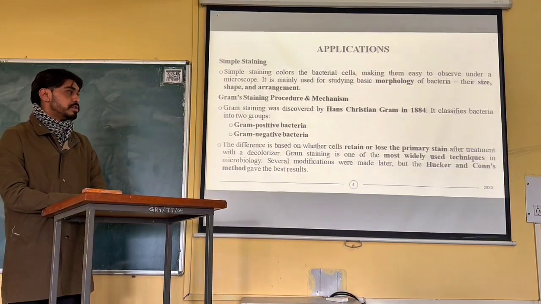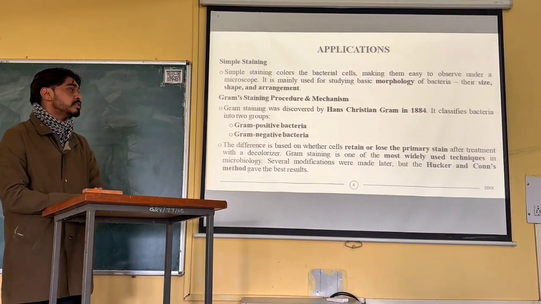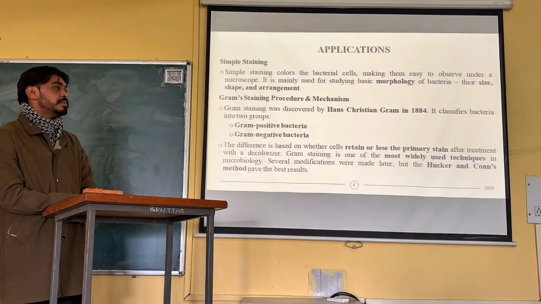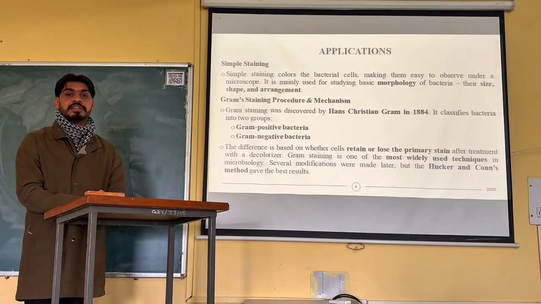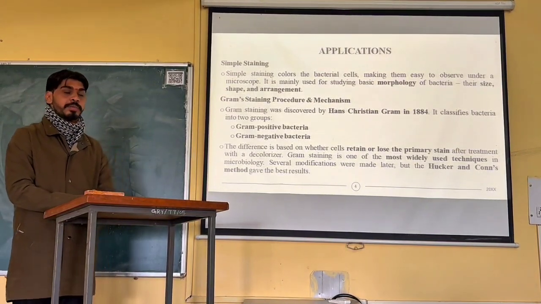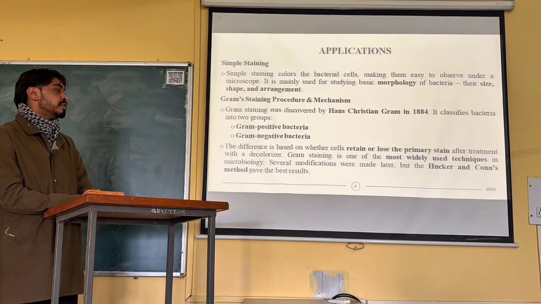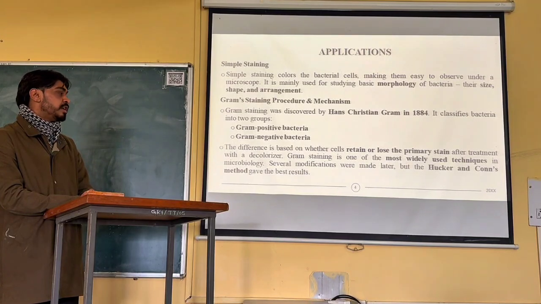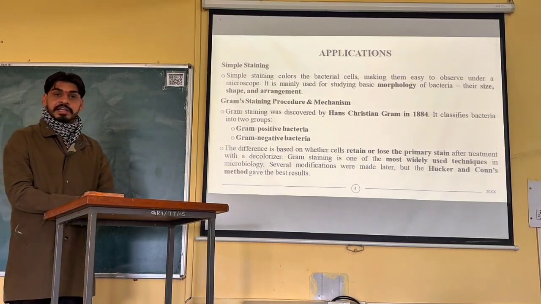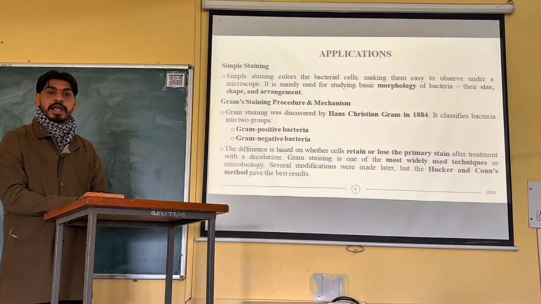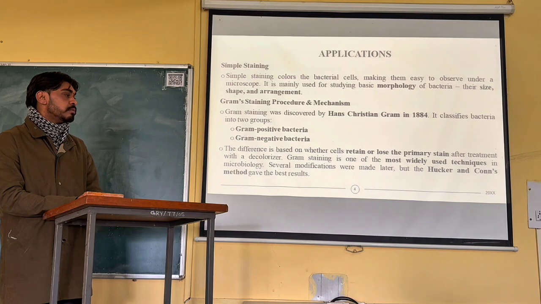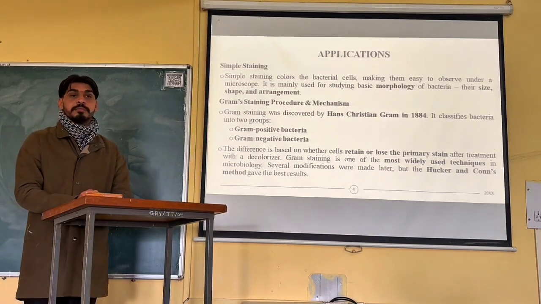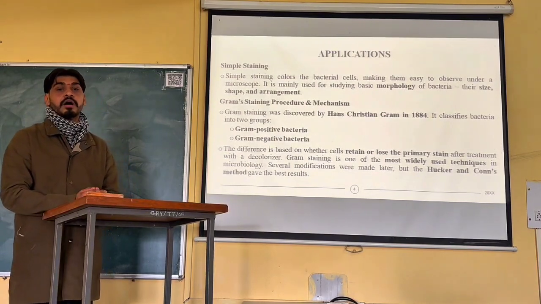The gram staining procedure was discovered by the microbiologist Hans Christian Gram in the year 1884. He classified the bacteria into two groups, which are gram-positive bacteria and gram-negative bacteria. The difference is based on whether cells retain or lose the primary stain after treatment with a decolorizer. In the decolorizer, we are going to use around 95% alcohol. Gram staining is one of the most widely used techniques in microbiology. Several modifications were made later, such as the Hucker and Kopeloff methods, because they give fantastic observations and results.